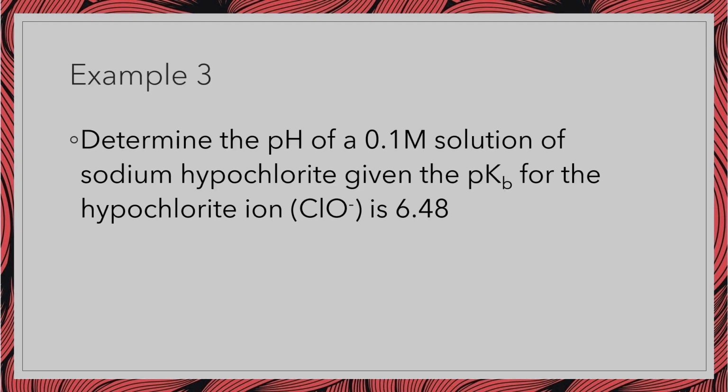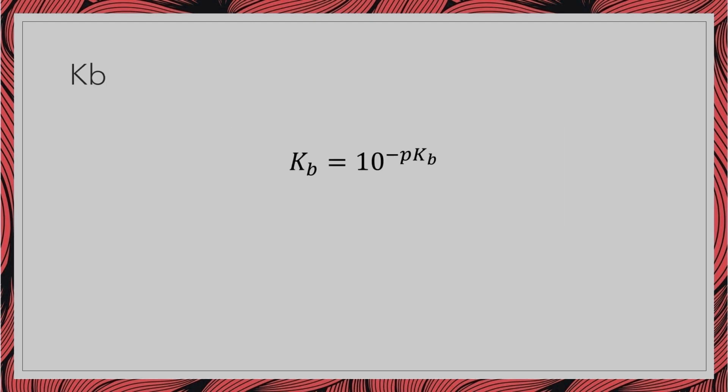So we want to determine the pH of a 0.1 molar solution of sodium hypochlorite given the pKb for the hypochlorite ion, ClO minus, is 6.48. So we have a 0.1 molar solution, and the pKb for hypochlorite is 6.48. So firstly, we find the Kb, nice and simple, 10 to the negative 6.48, which is 3.31 times 10 to the negative 7.